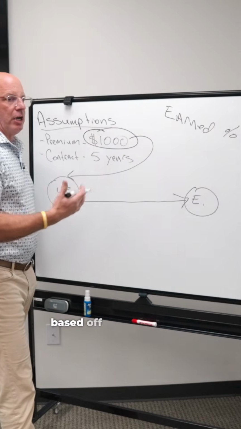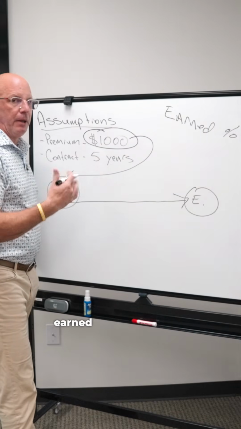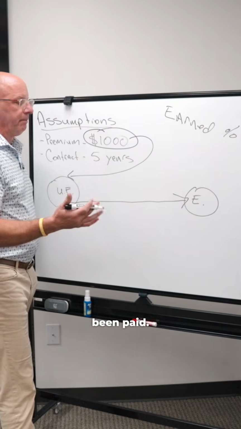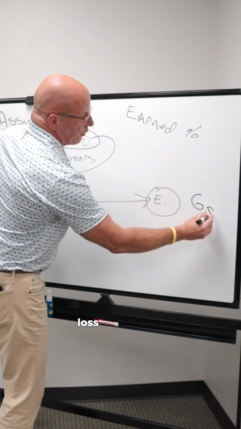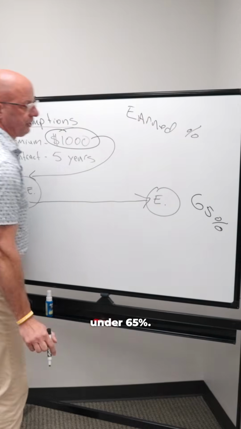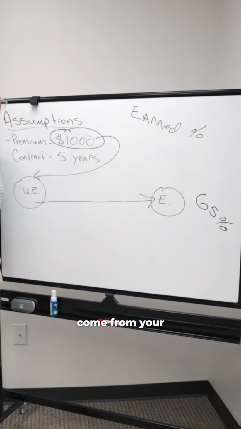That is going to be based off of how many of your premiums are earned, based off of how many claims have been paid. The number that we always want to shoot for, as an industry standard, is we always want your loss ratios to be under 65%. And again, that's going to come from your earned bucket.